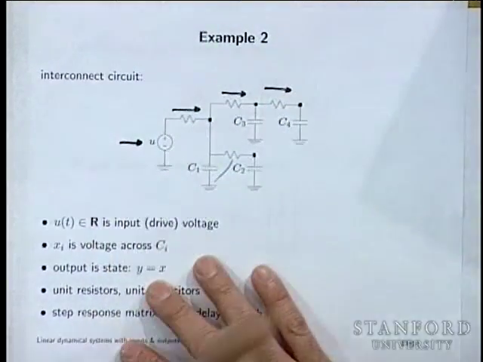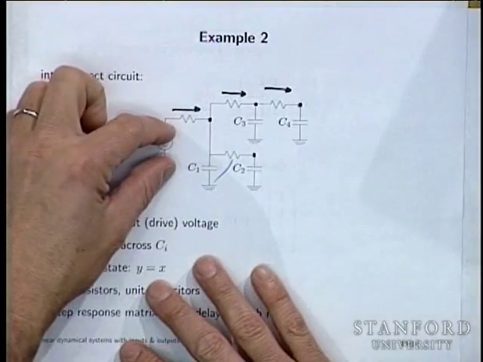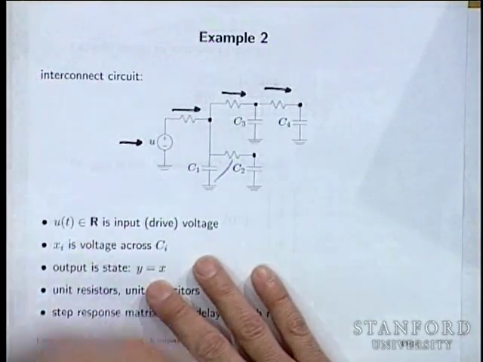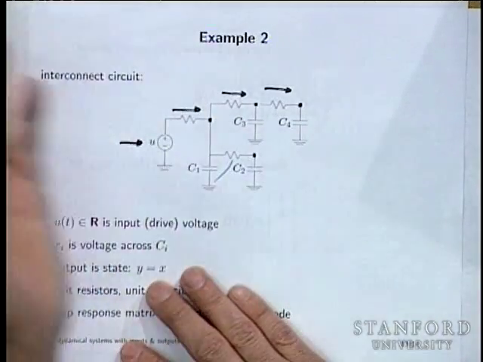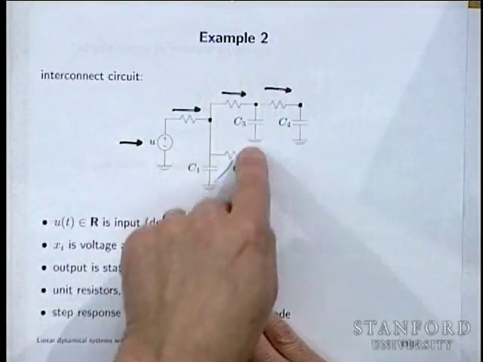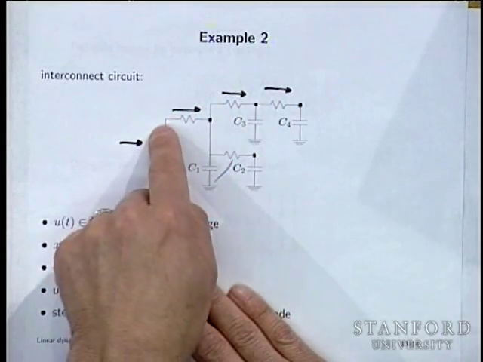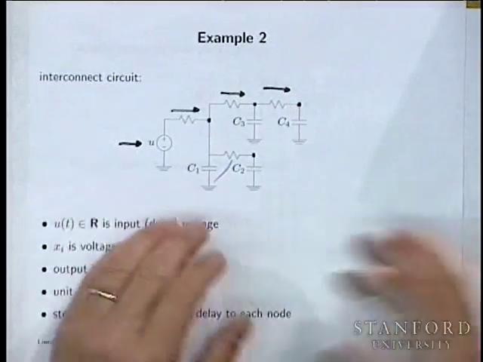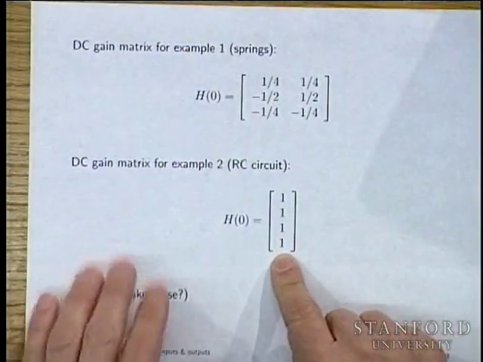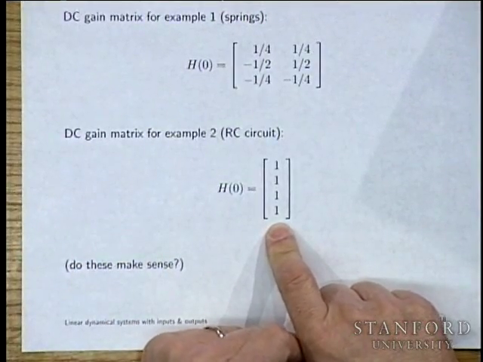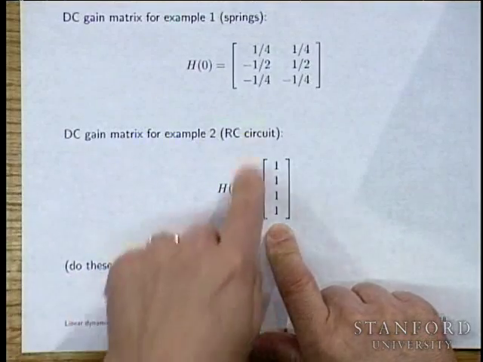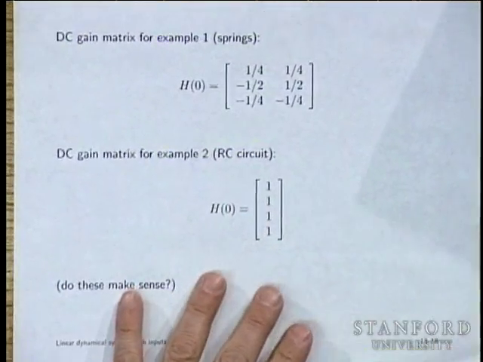And of course, it's 1, right? Because if you put a volt here, if everything is static, no voltage is changing anywhere, no current is flowing. This is an equipotential here. So these all have to be the exact same voltage. So that's the DC transfer matrix. Actually, in this case, that's literally the DC transfer matrix from that input to those outputs. So, okay, that's the picture.